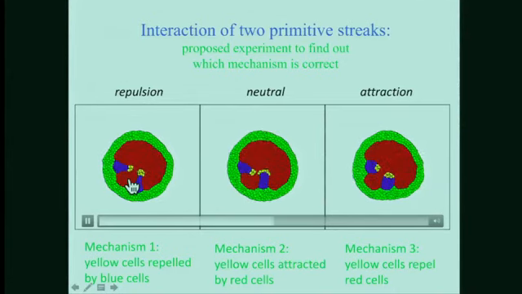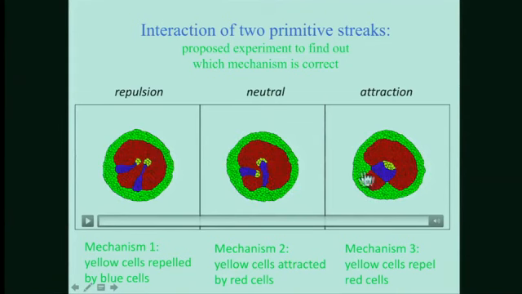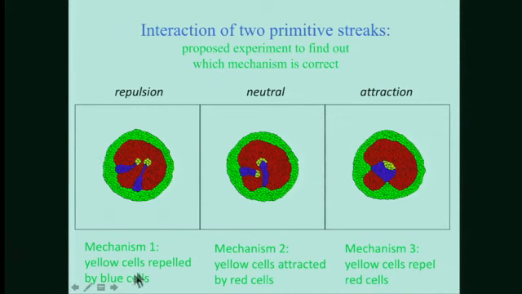So what we have here, they turn away from each other, these two primitive streaks. Here it's pretty much neutral. You can say they don't feel each other, they keep directions. And here they merge. And in the 4th mechanism they were also merging. And in experiments, when two primitive streaks appear, they seem to be repelling each other. So if a chemotactic mechanism is explaining this, then it should be mechanism 1, when yellow cells are repelled by blue cells.